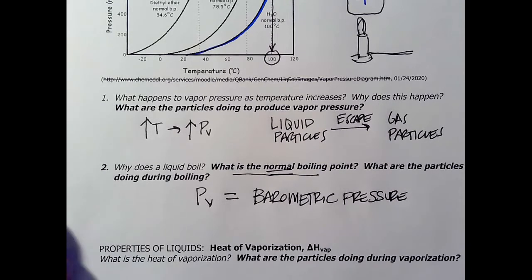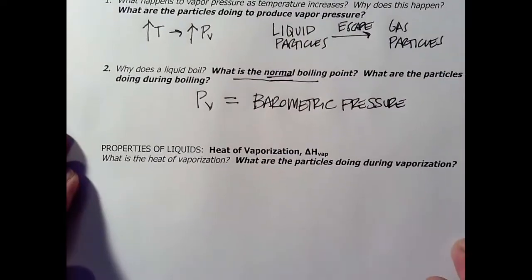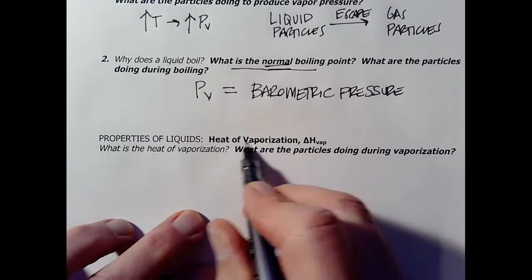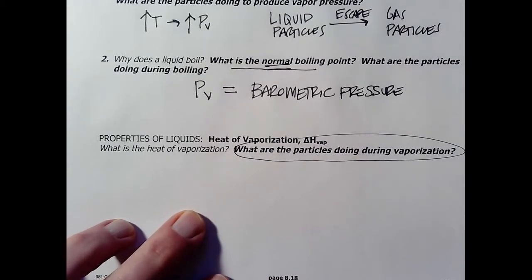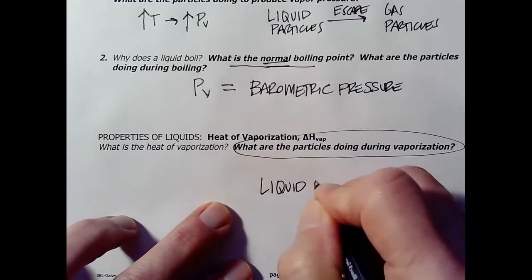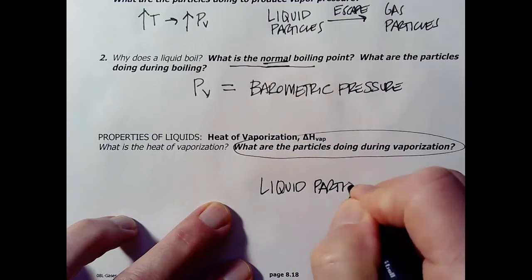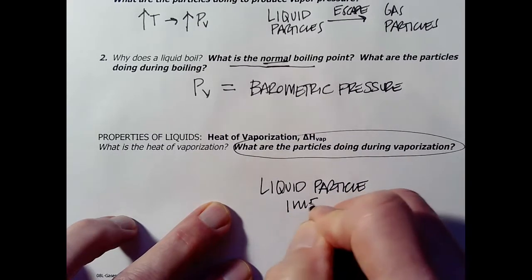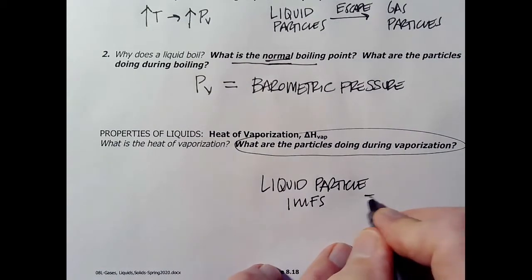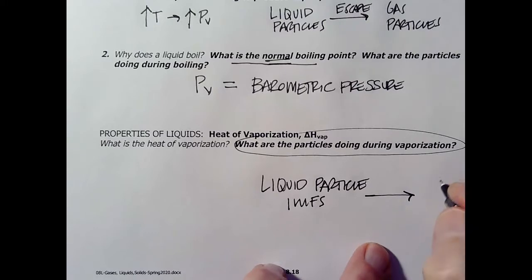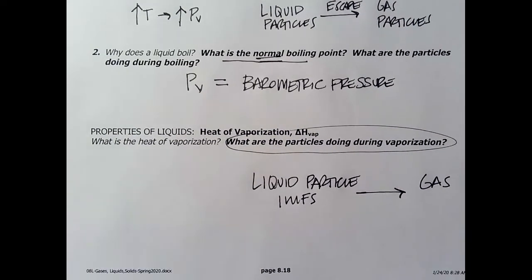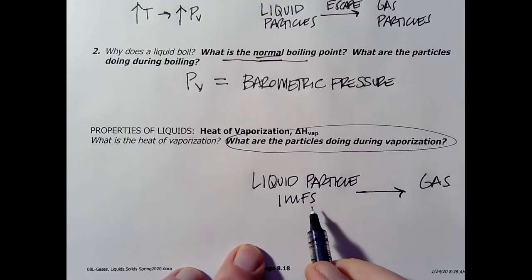Now, what's going on? We talked about this a little bit when we looked at the particles. What are the particles doing during vaporization? Well, remember, they have to escape. There's some liquid particle IMFs, right? That's what's holding the particles together. Well, we have to break that. We have to add some heat to turn them into gases. In the gas phase, there's no interaction, there's no stickiness. So we had to break these.